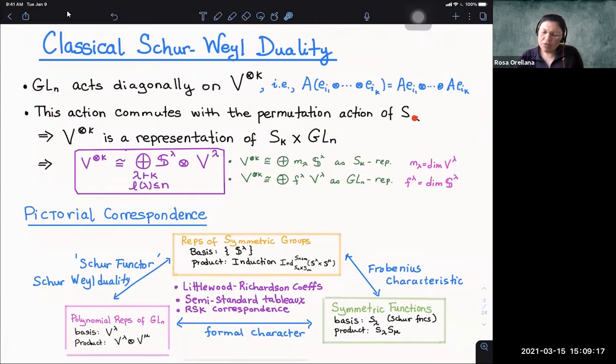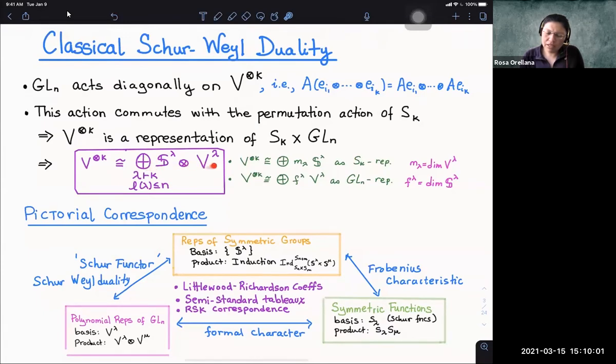So if I first permute the factors and then I act diagonally, it's the same as if I first act diagonally by a matrix and then I permute the factors. So it doesn't matter. I get the same output, the same vector. It doesn't always happen, but in this case you have two groups acting on the same space and the actions commute. So when this happens, you're able to define a representation of the direct product of the two groups. Like this group right here will act on this vector space, and you will be able to decompose it in terms of irreducibles, pairs of irreducibles.